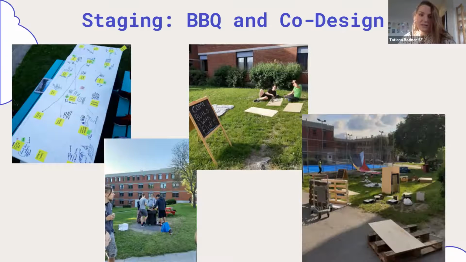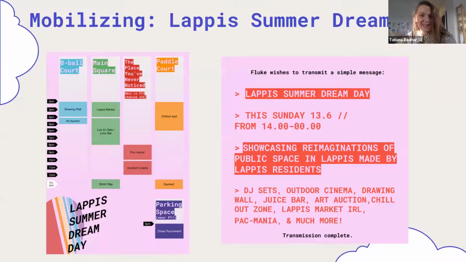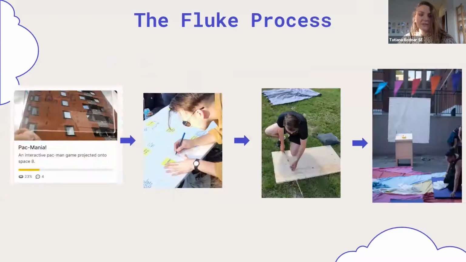And then we would build them outside. And then we had the mobilizing. This is the final day. In the beginning of our co-design process, we really had no idea what it would be, but then it became clear that it would be this public space festival, but it's all about reimagination. So these are all of the drawing wall, art auction, lapis market, things like Pac-Mania. And this is just the process, kind of how it goes from this idea to actually working.